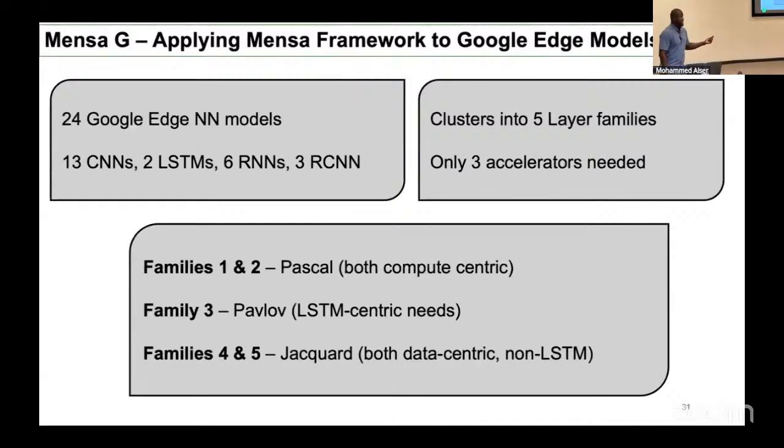So Mensa G is the implementation of the Mensa framework to Google Edge models. They took 24 Google Edge neural network models, 13 CNNs, 2 LSTMs, 6 RNNs, and 3 RCNNs, and clustered them into 5 layer families. And they used 3 accelerators, 3 engines. And so the result is what we are going to be seeing next.